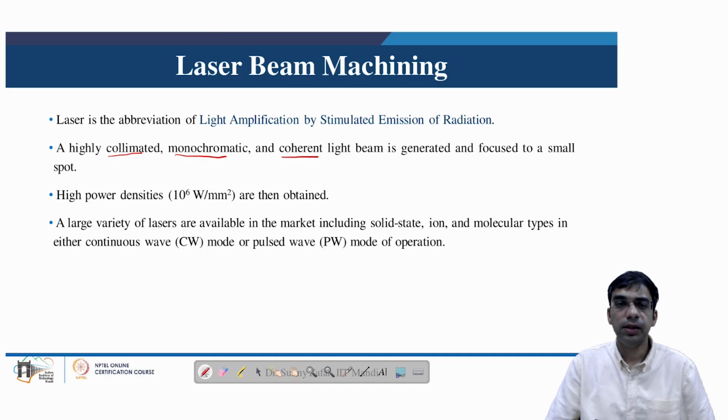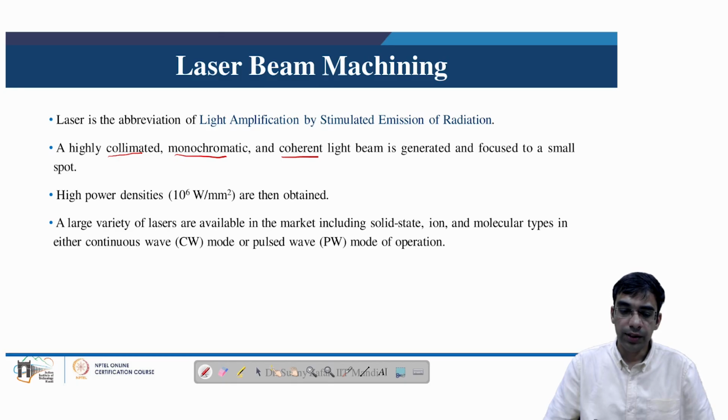So collimated means the laser beam has the rays which are parallel to each other, and this parallel characteristic of the rays is there over a very long distance. So we can focus a laser over a very long distance, even then there will be no spreading. Coherence means the laser beam can be tightly focused in a small spot. So this is the coherence of the laser. And monochromaticity means the color of the laser is a monochromatic color, a single color.